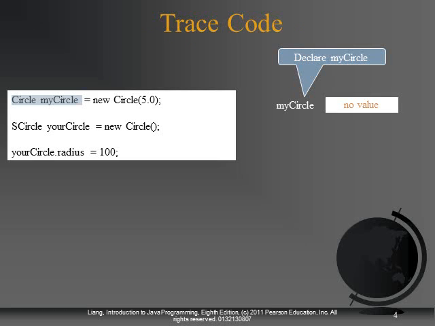Let's trace through the instantiation of a circle object. The highlighted portion in this slide declares myCircle to be of a data type Circle. And note that the variable has no value. It is null, not 0 and not blank. It simply has no value. And that's what null represents, no value.